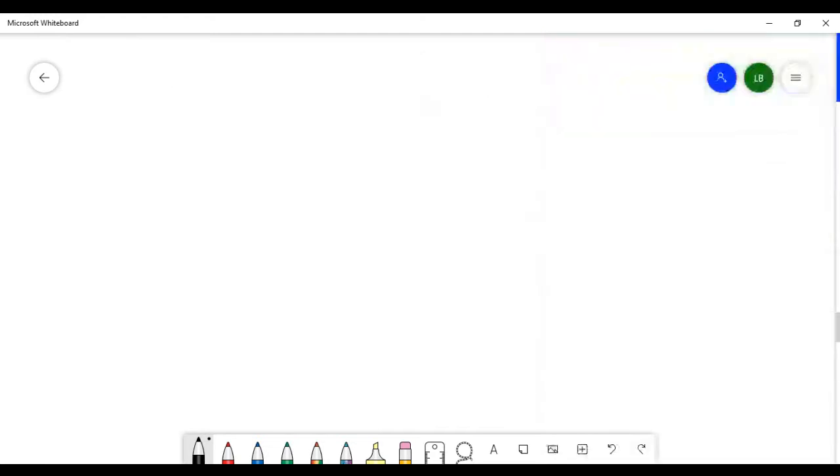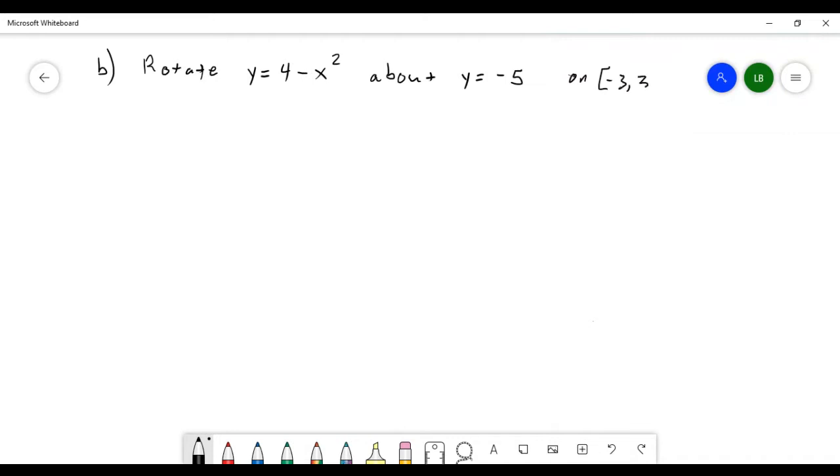All right, I think we can try out one more. See if you can figure out how to rotate y equals 4 minus x squared about y equals negative 5, just on the interval from negative 3 up to positive 3. Go ahead and calculate that volume. It's not going to be quite the same process, but hopefully you can figure it out.